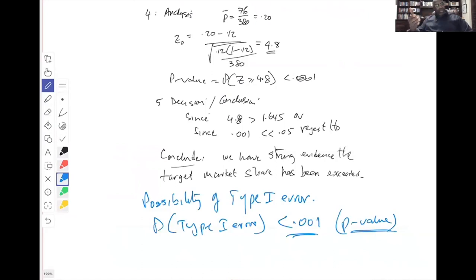What's the limit we set for ourselves? Alpha, 5%. You could reject the null hypothesis as long as the risk you're taking is less than 5%. We're going to take less than 0.1%, so we're good to go. So that's the first part of that question, and it is a single sample problem. Let's look at the second part of that question and see what we got.